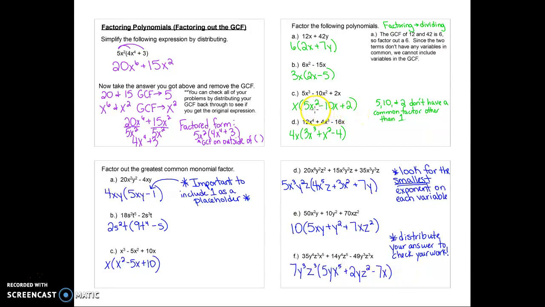The variables are going to change though. I started with an x to the third. I'm dividing out an x to the first, which leaves me with x to the second. Okay, so the variables are going to change in this final answer, but the coefficients will stay the same.